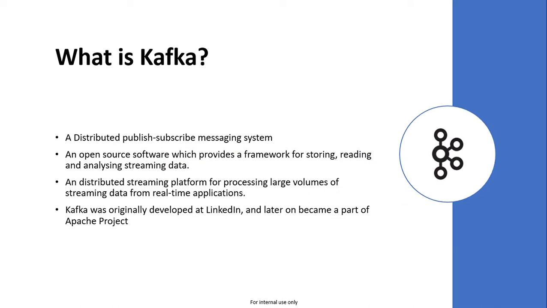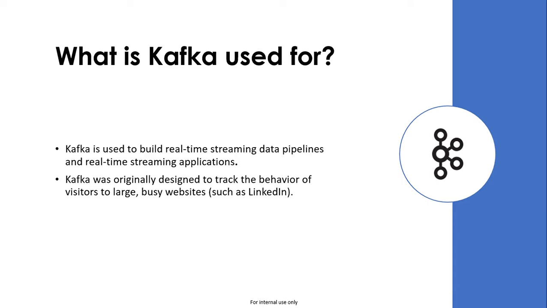Kafka is a distributed publish-subscribe messaging system, an open source software which provides a framework for storing, reading and analyzing streaming data. So it is a distributed streaming platform for processing large volumes of streaming data for real-time applications. It was originally developed at LinkedIn and later on became a part of the Apache project.